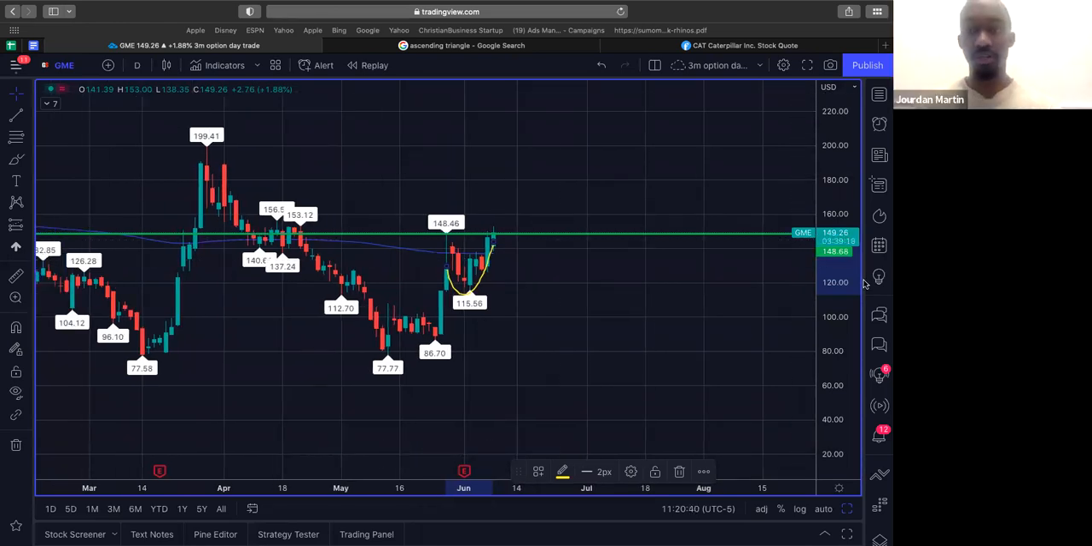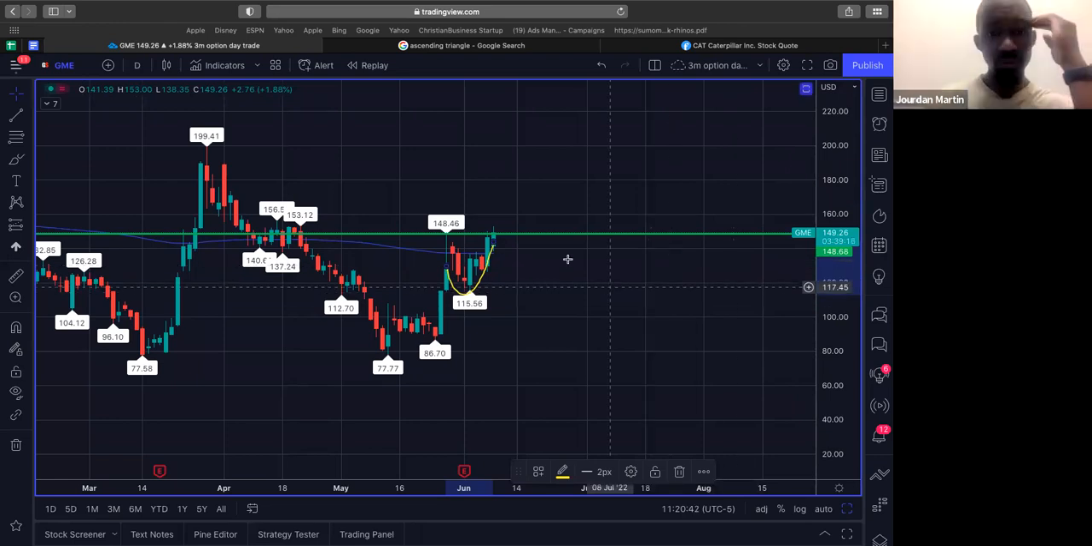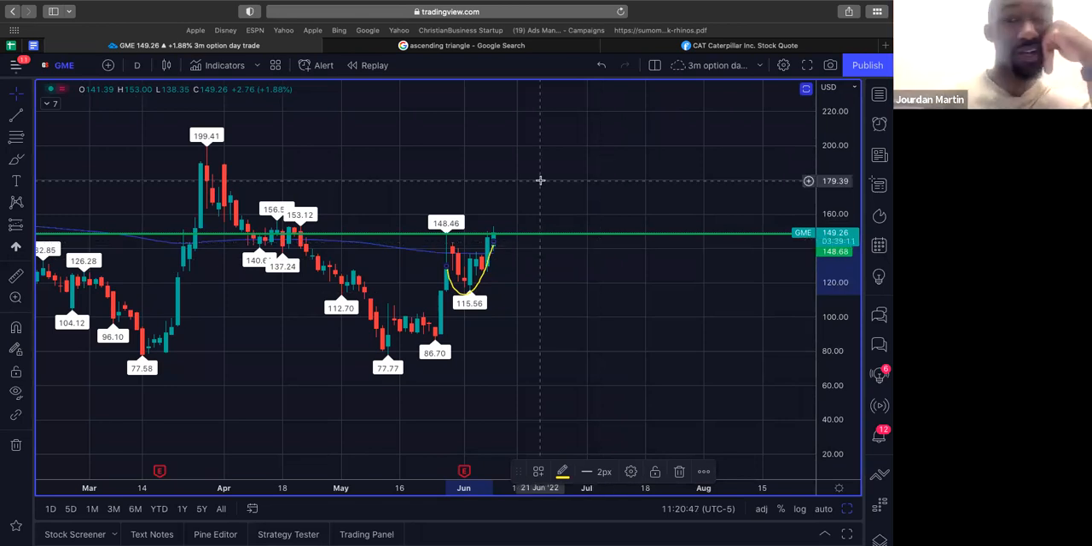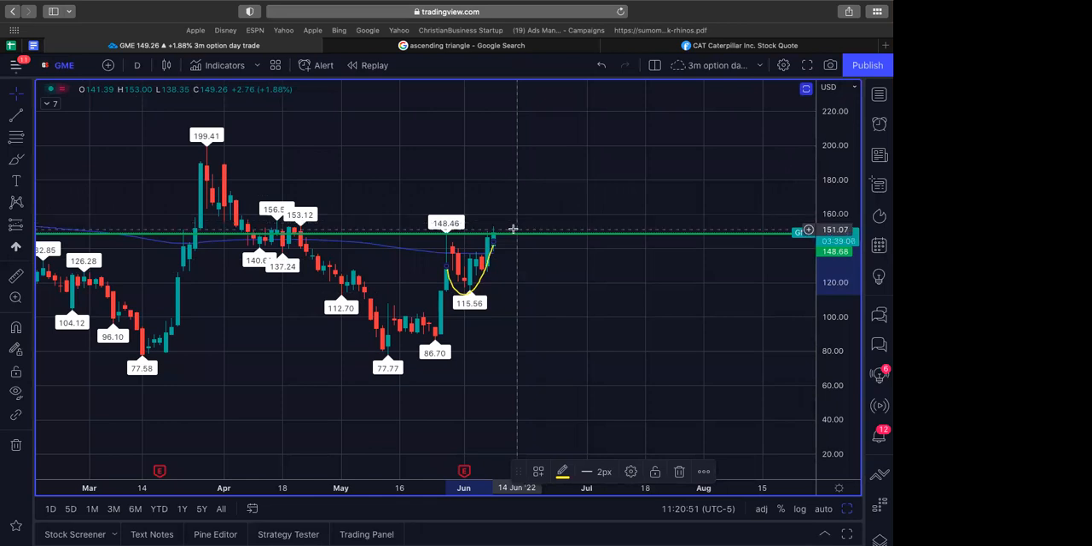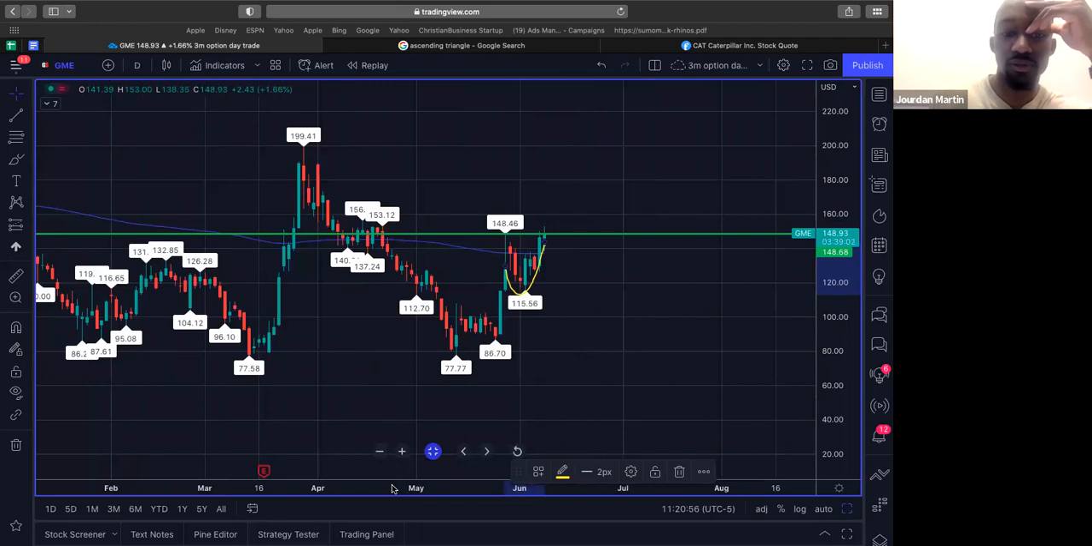So when it comes to GameStop, I really don't fool with meme stocks too often. But on the swing side, just based off of price, I would want to see it close above 149, and it's at 149 right now. I want to see it hold above 149 for me to think it can continue up to 153, 156, and see if it keeps pushing.